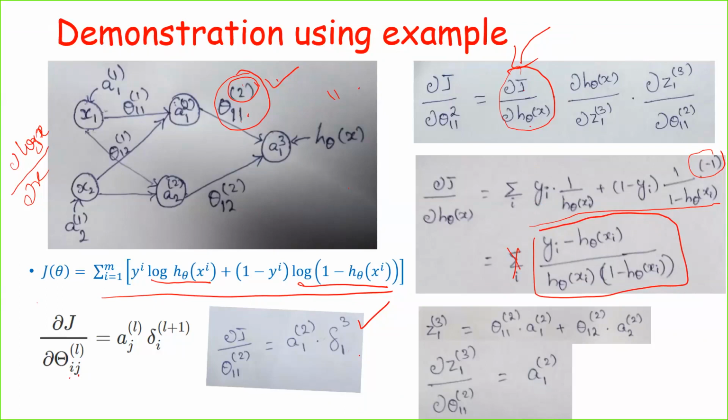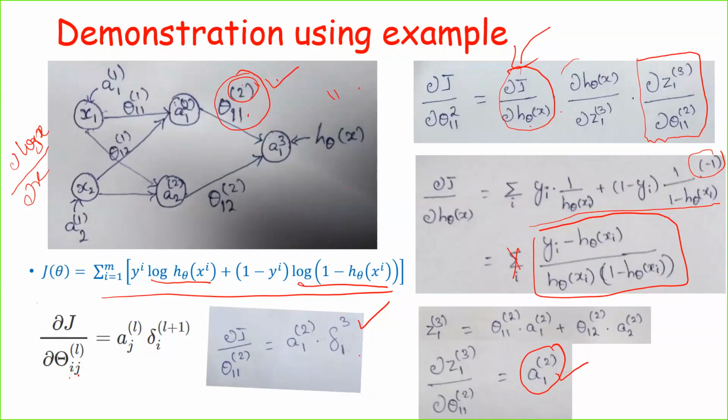Yes, yes. Now let us compute the third term. Derivative of z13 with respect to theta 112. Z13 is this. Take the derivative of this with respect to theta 112. So this part will become 0 because there is no theta 112 here. Here there is a theta 112, so you will get a12 as the output. So for the third term, we have got a12 as the output.